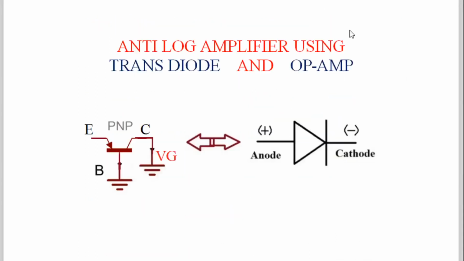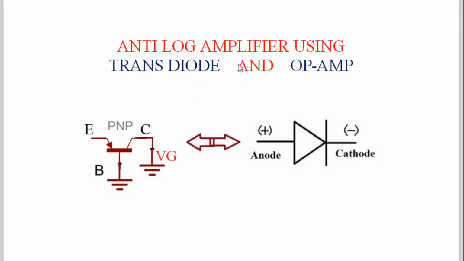So today we are going to study the topic called anti-log amplifier using transdiode and operational amplifier. In the previous lecture we studied about a transdiode. Transdiode means a diode fabricated by using a transistor.